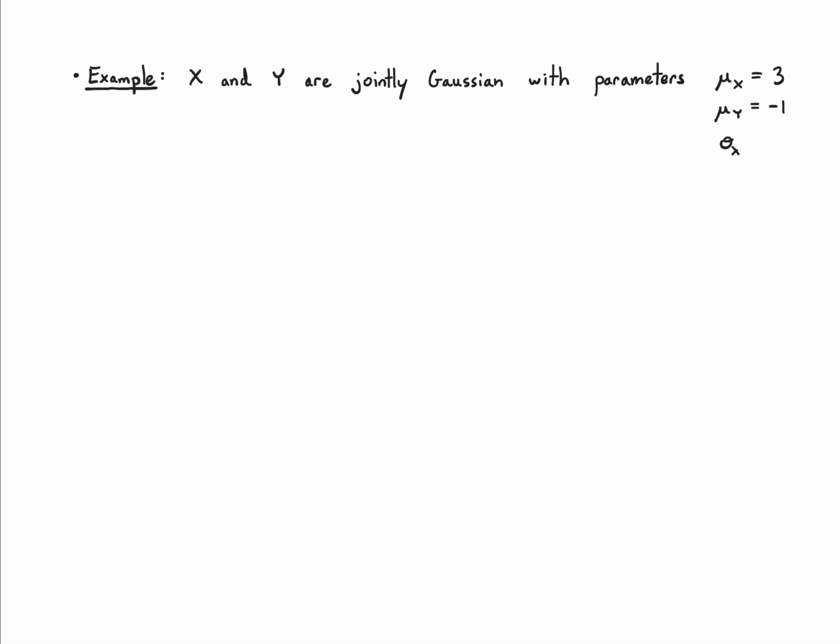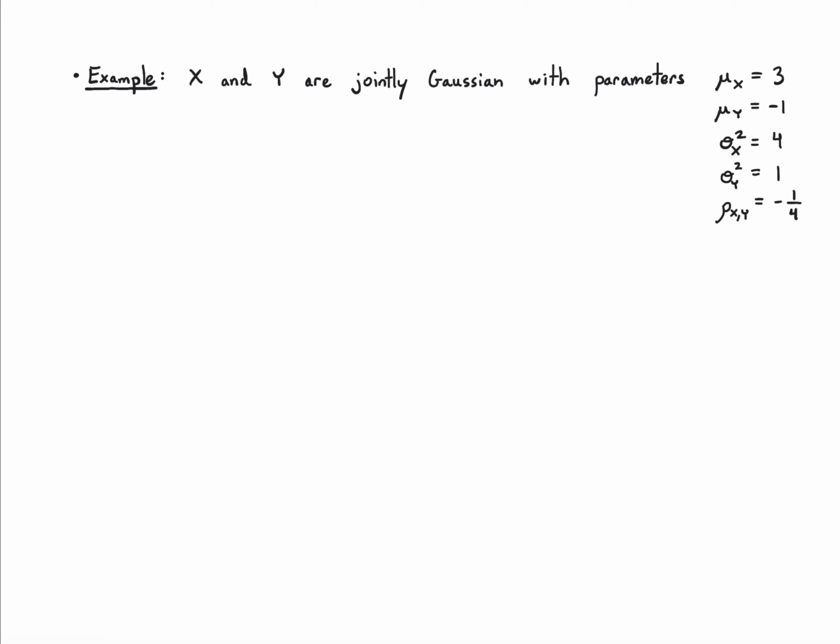Let's do an example. In this example, which I'm going to track for a little while, x and y are going to be jointly Gaussian. And in order to specify jointly Gaussian random variables, I don't need to write down the joint PDF. I can just tell you the parameters. So there are 5 parameters that I have to tell you for this pair. I need to tell you the mean of x, that's going to be 3. I need to tell you the mean of y, that's going to be minus 1. The variance of x, that's going to be 4. The variance of y, that's going to be 1. And the correlation coefficient here I'm going to take to be minus a 4th.